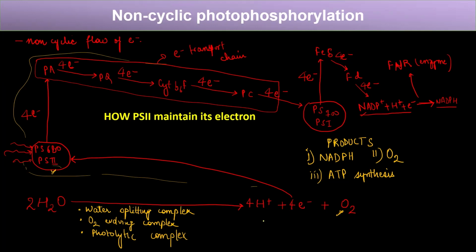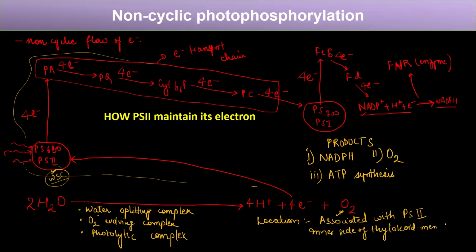So the location of water splitting, you can see, is associated first of all with PS2, right? The water splitting complex is associated with PS2. So this complex is somehow associated here, so it will be here. It is your water splitting complex that I'm showing by WSC. And where is it occurring? It is occurring on the inner side of the thylakoid membrane. Inner side means lumen side, right? You can also call it the lumen side of the thylakoid membrane. Okay. So this is about non-cyclic photophosphorylation, where the important things are all these electron carriers, what the products are, and where the water splitting is taking place.